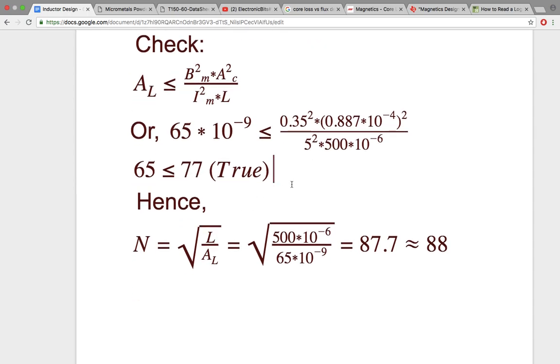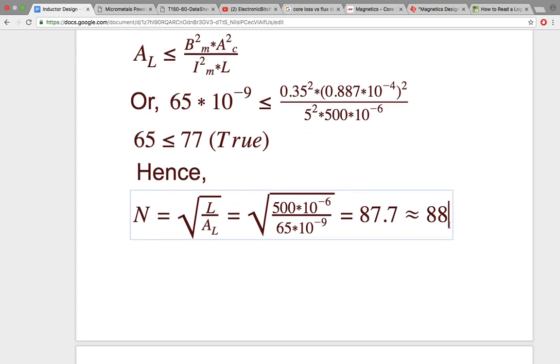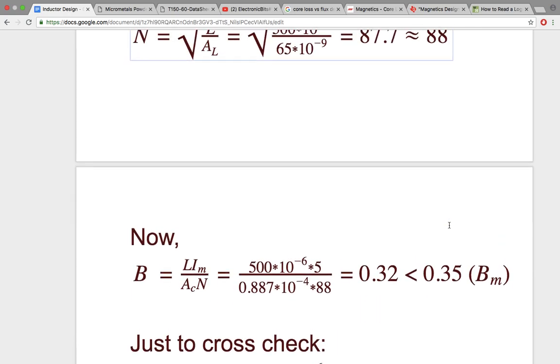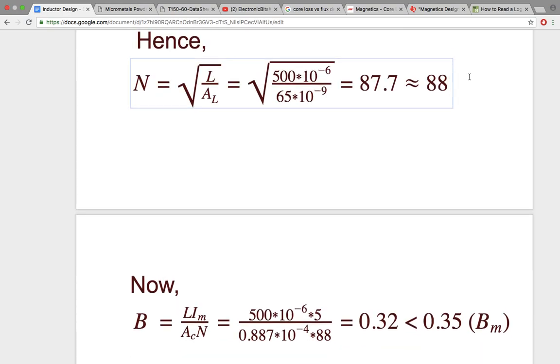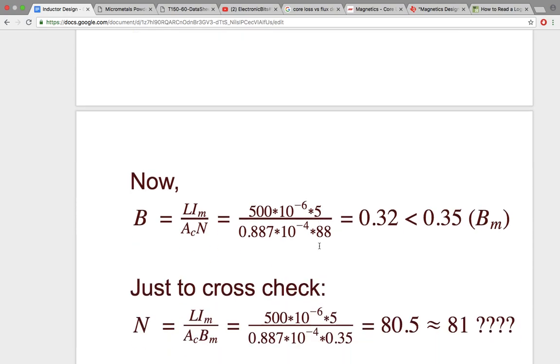Okay, after choosing that correct core, now we have seen that this is justifying. So you can find the number of turns from here itself. You can see it is coming around 88. So we have to have 88 turns. Just to cross check, B we are computing from the number of turns we have got, with the inductance value, current, and AC all the same. We have got around 0.32, which is definitely less than 0.35. So hence our constraint B less than BM is being justified.